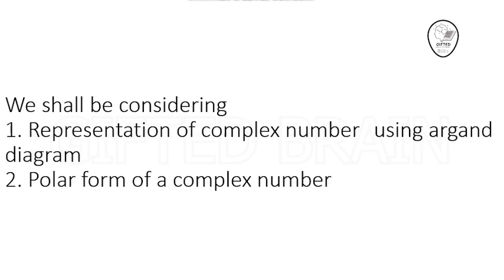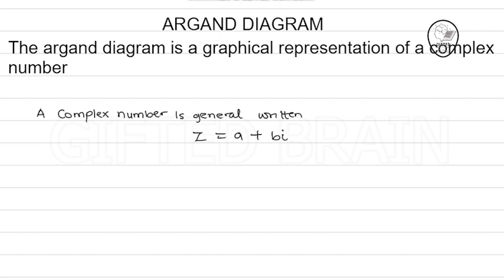Today we are looking at representation using the Argand diagram. So, representation of a complex number using an Argand diagram, and then the polar representation of a complex number. The Argand diagram is a graphical representation of a complex number. When you represent a complex number on your graph, you call it an Argand diagram. That's actually an Argand diagram.